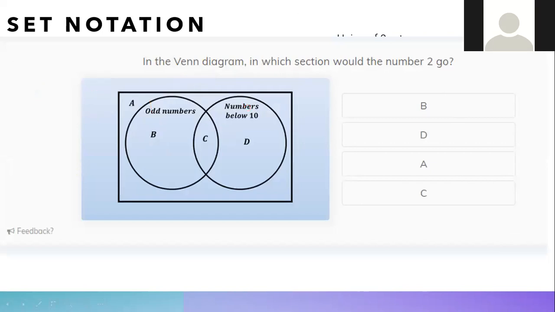So in the Venn diagram, in which section will the number 2 go? Well, the number 2 is not an odd number, so it wouldn't go in B. So it can't go in C. It is a number below 10, so it would go in section D for us.